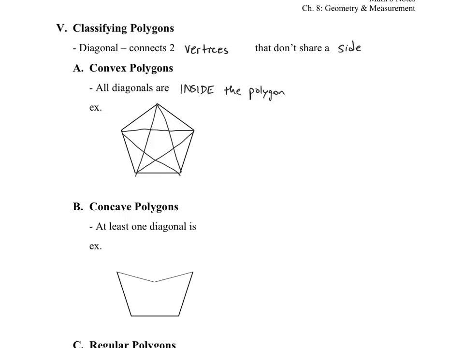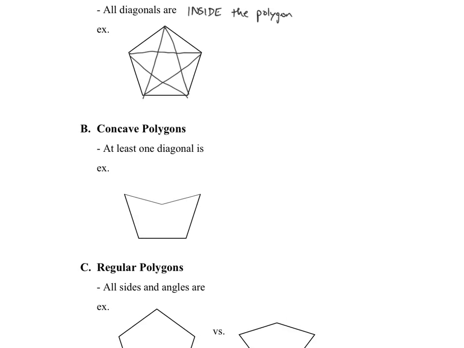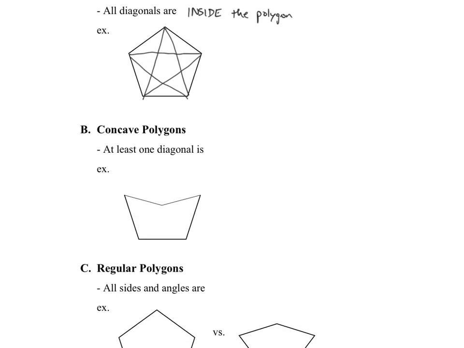Where if we have a caved-in side, or a concave polygon, at least one diagonal is going to be outside. So some are inside. If I were to draw this one here, that's inside, and this one's inside, and this one's inside, and so on. But as soon as you get one of them that's outside, then you know it's concave. So at least one diagonal is outside the polygon for concave polygons.